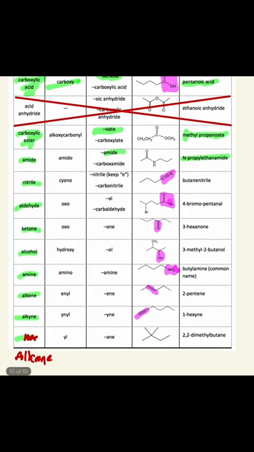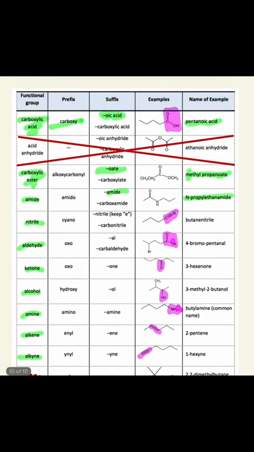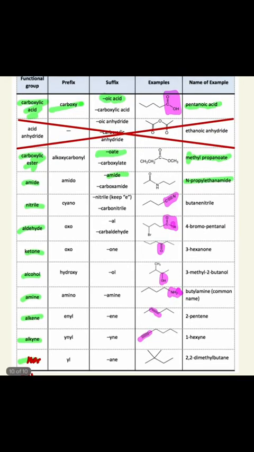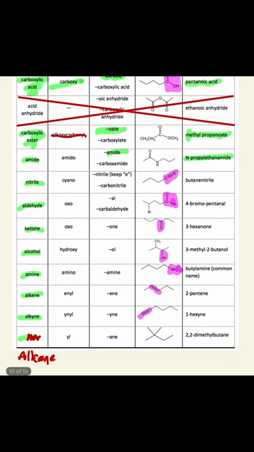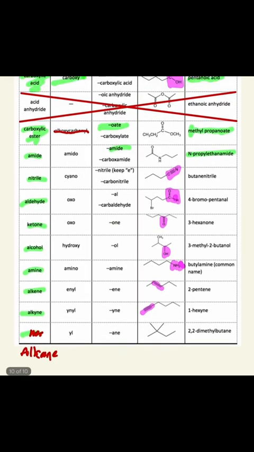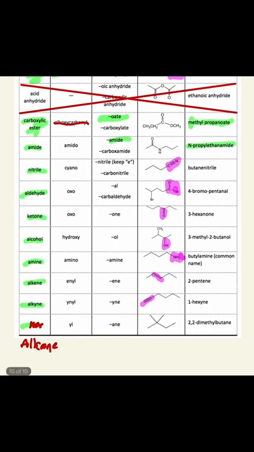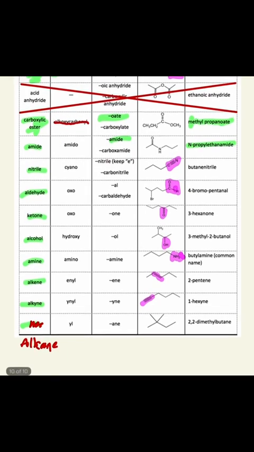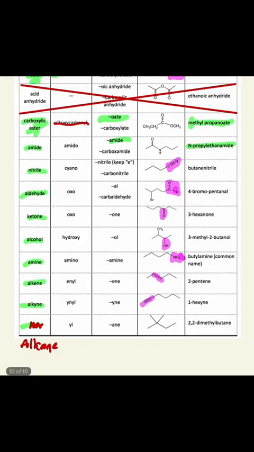Okay. And there was another one up here that was different. So the carboxylic ester, we just call them esters, okay? That's not the prefix either. Okay, we'll go through the prefix for esters another time. These ones do have a prefix, but it's more for complex molecules.